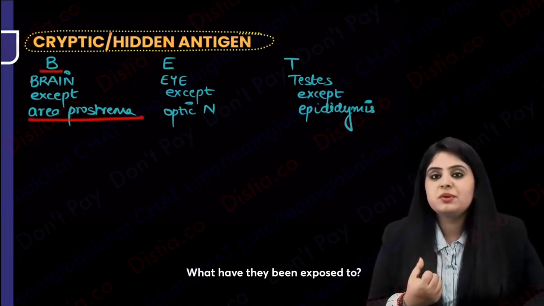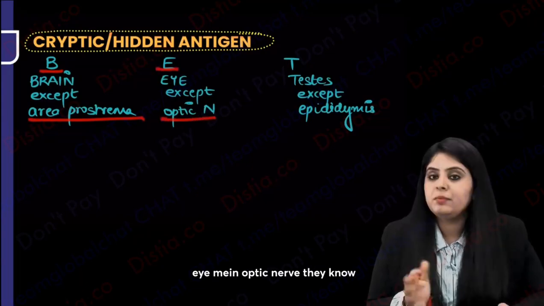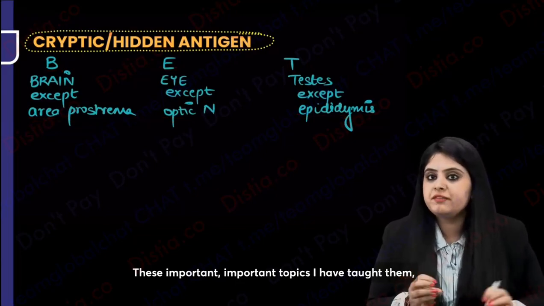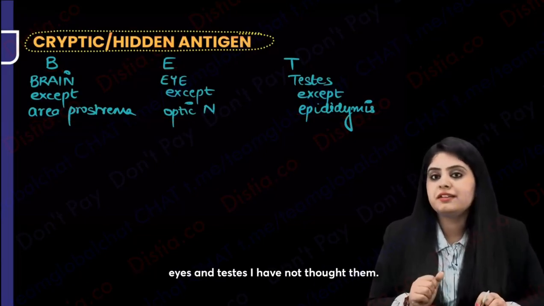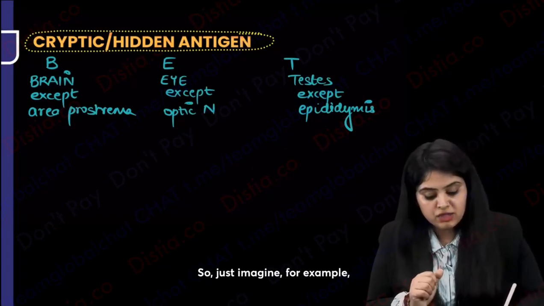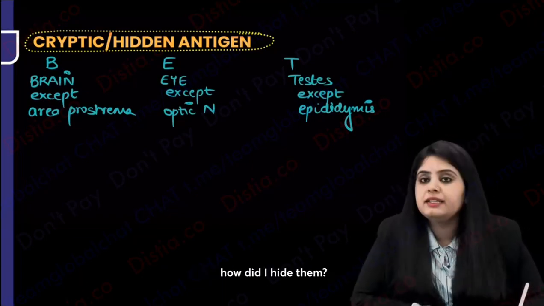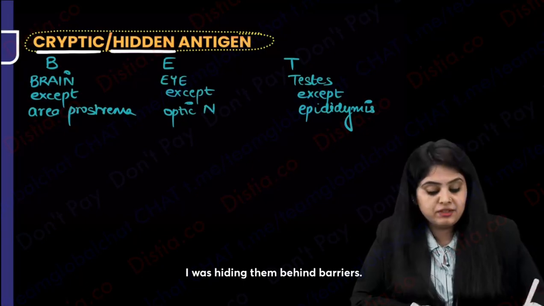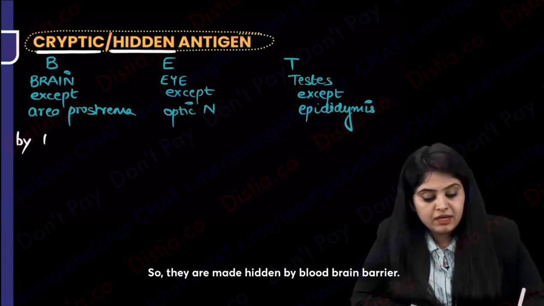What have they been exposed to? Area postrema they know, in the eye the optic nerve they know, and in testis the epididymis they know. These important topics I have taught them, but other parts of brain, eyes and testes I have not taught them. So just imagine, for example, how did I hide them? How did I make sure that they could not be read? I was hiding them behind barriers. So they are made hidden by blood-brain barrier.